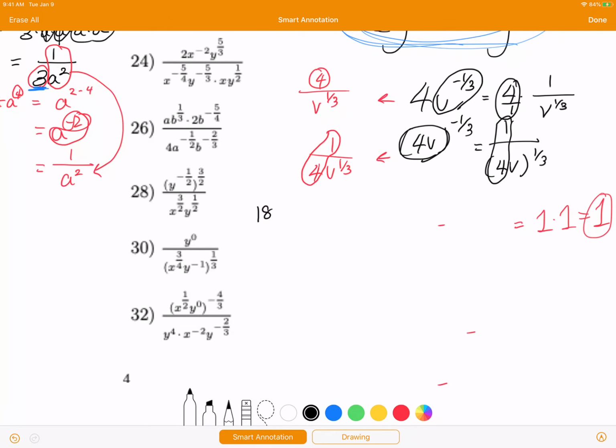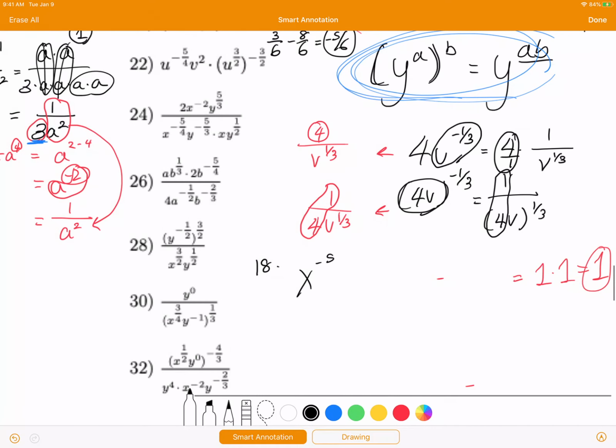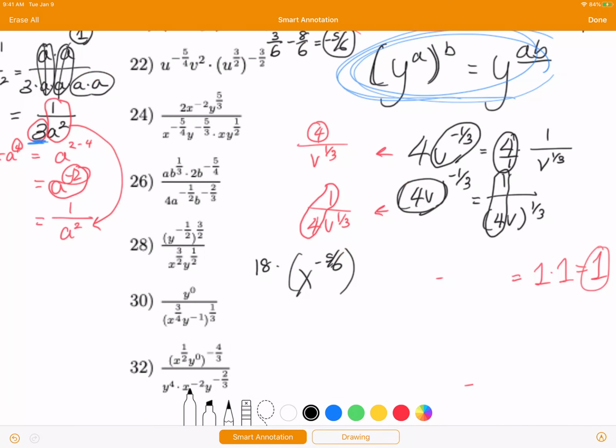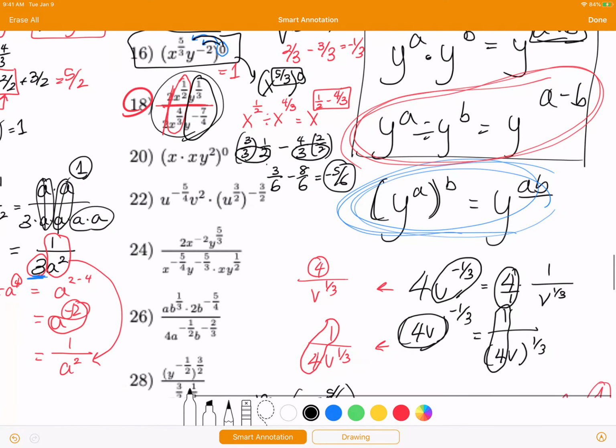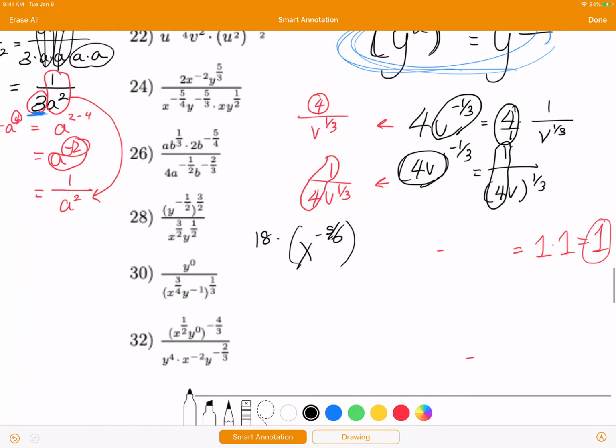So 18 here, I'm going to write down as x to the negative 5 over 6. That was my answer for the x's. Now for the y's, I'm going to take the y to the 1 over 3 and y to the negative 7 over 4, and I'm going to subtract them. But notice how there's a double negative sign here. So what happens to the double negatives? It actually makes it into a positive.